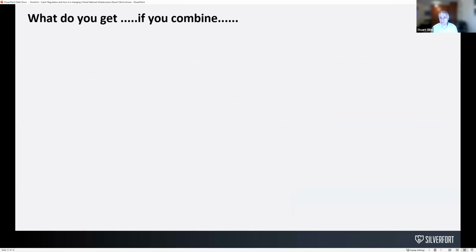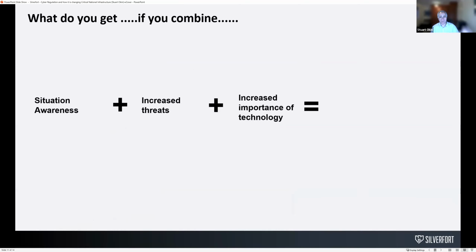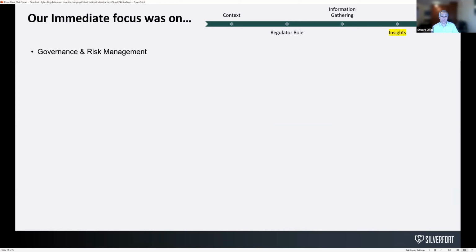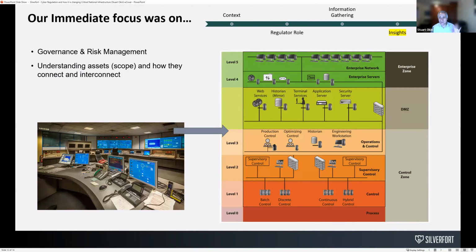Okay, so what do we get if we have a control situation awareness plus increased threats and the rising importance of digital systems? Yep, board attention. And I find myself in a situation where I'm talking to the boards of these companies as well as their chief executives on a regular basis. When the regulation was first introduced, our focus, apart from building a team, which we did quite quickly, was to encourage companies to consider the basics: governance and risk management, as well as understanding and documenting their most important network and information system assets and how they digitally relate to each other.